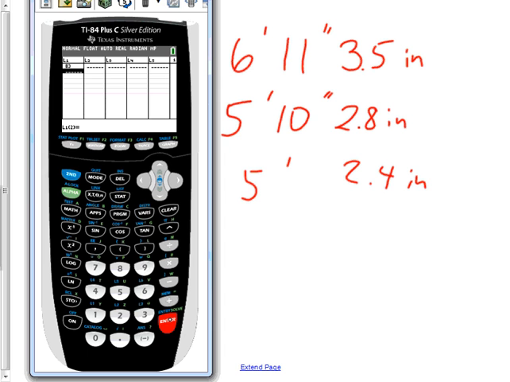KG is 83. And then we go to 5'10", so that's 5 times 12. I'm just going to do it in my head. 60 plus the 10, 70. Is that right? All right. And then on to the next one, which is 5 foot, which is 5 times 12 is 60, and therefore it's just 60. And I have to have the same units on both sides to keep this thing working nice. 3.5 is next, and 2.8, and 2.4. Now think about this for a second.